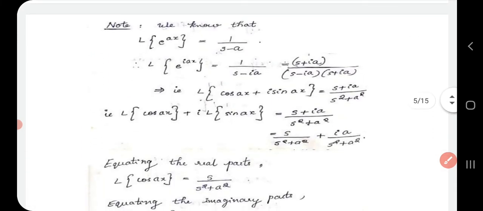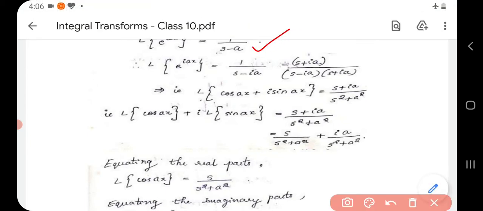The first formula that we derived in our first class on Laplace transform was, what is it? The Laplace transform of e raised to ax, right? That is equal to 1 by s minus a. Now suppose that in place of e raised to ax, you have e raised to iax. Then instead of 1 by s minus a, you will have 1 by s minus ia. Now multiply the numerator and denominator by its complex conjugate, say s plus ia.